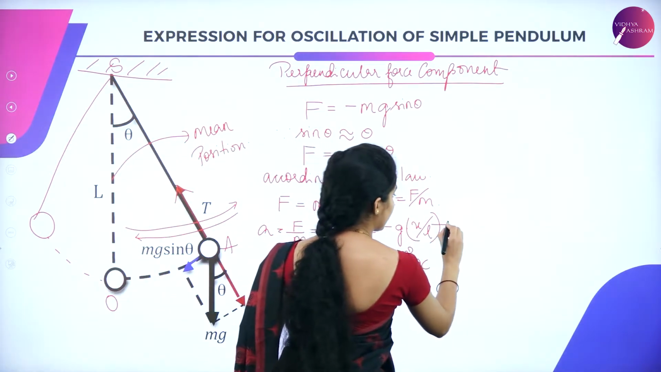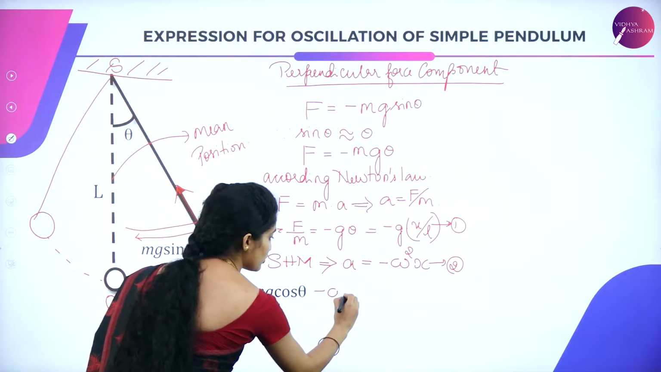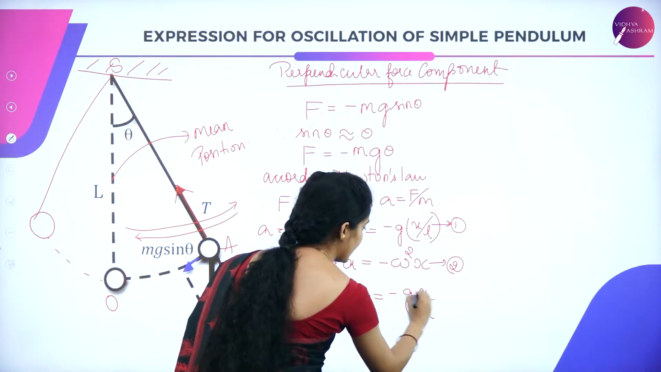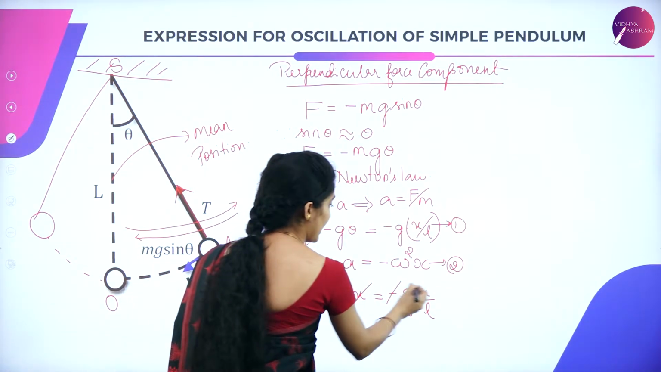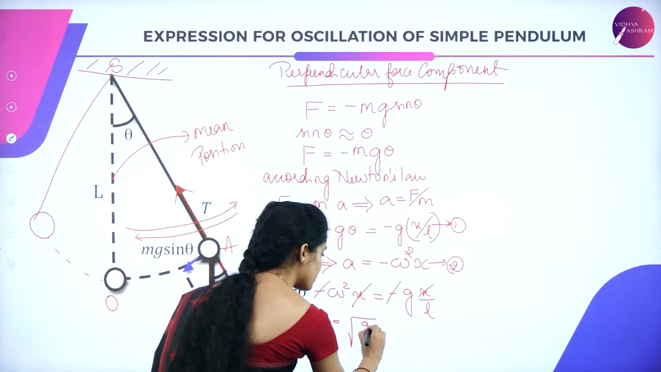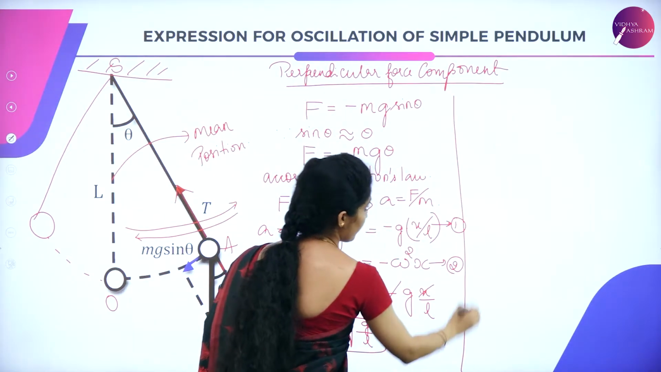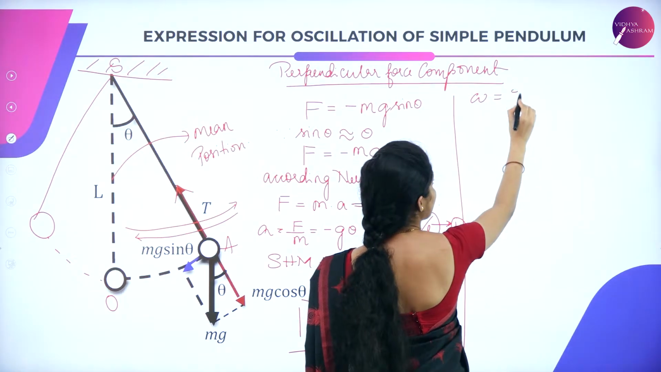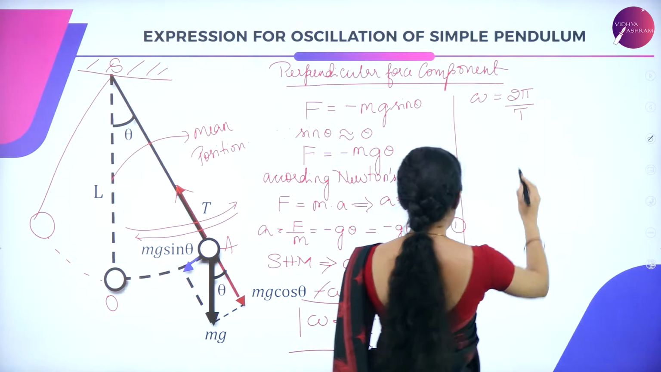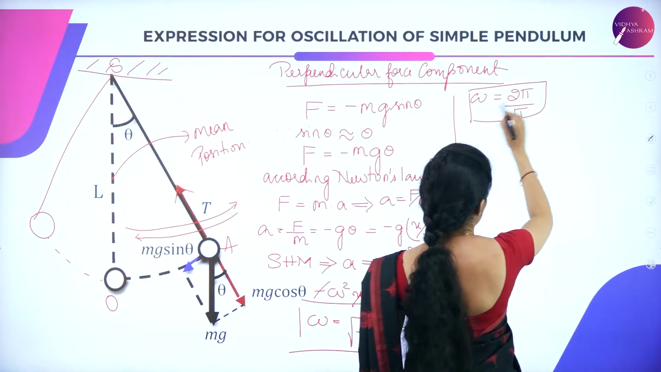So on equating equation 1 and equation 2, we have minus omega square x is equal to minus g x divided by L. Minus minus cancels, x and x cancel. So what remains is omega is equal to root of g divided by L, and we know that omega is given by 2 pi divided by the time period t. Let this be equation 3 and let this be equation 4.